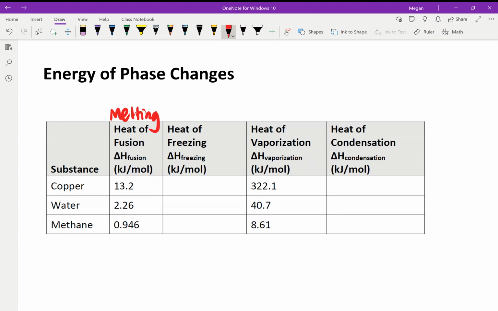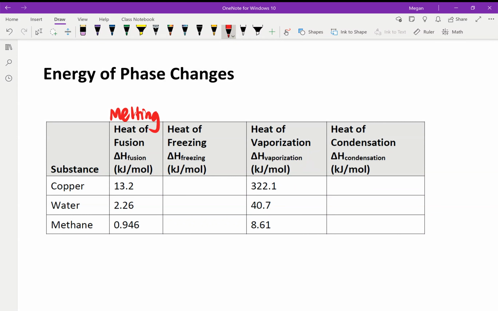This is an exothermic process. Just like before, though, we're going to have a negative sign and the same number. So negative 322, negative 40.7, and negative 8.61. Again, same amount of energy involved. It's just that we're losing that quantity of energy. So to indicate a loss, we put a negative sign.